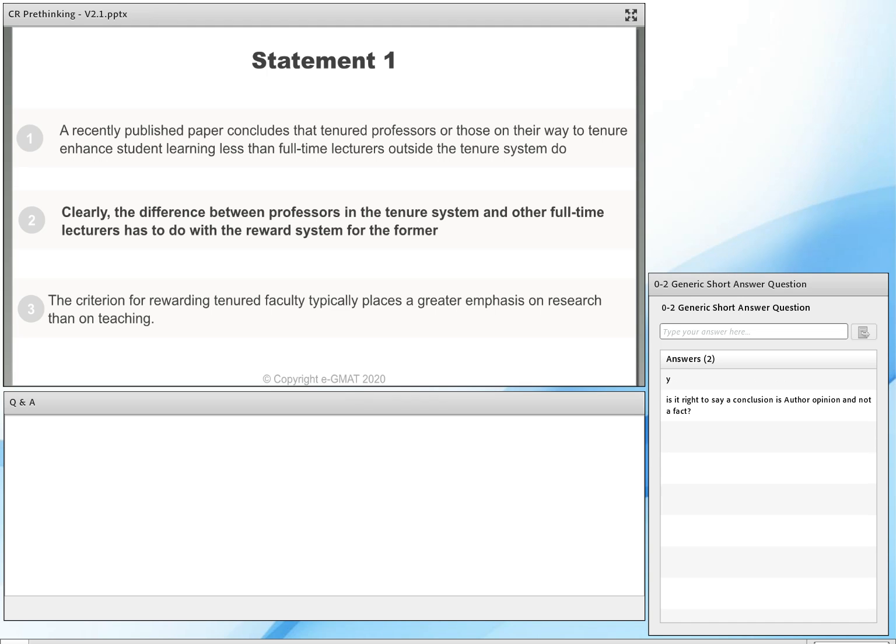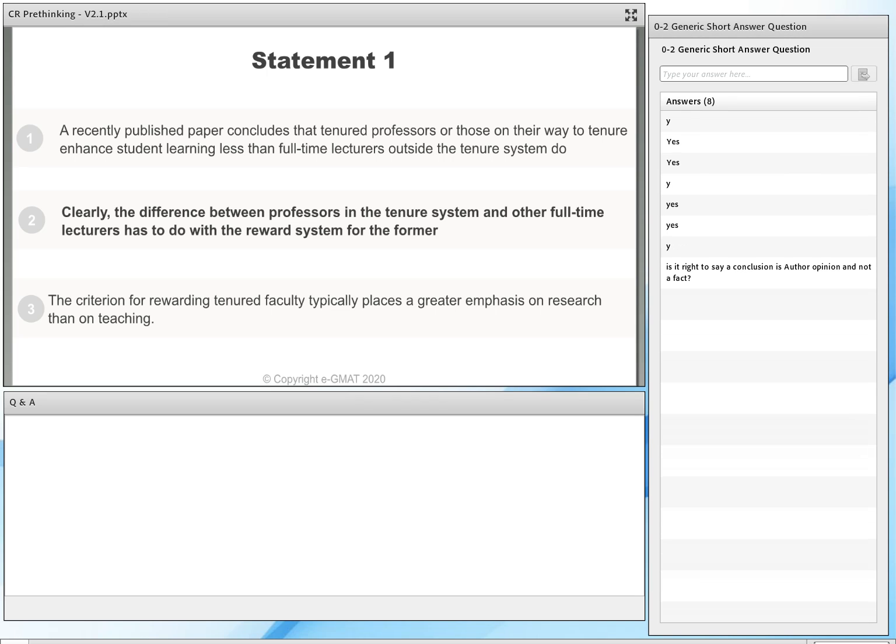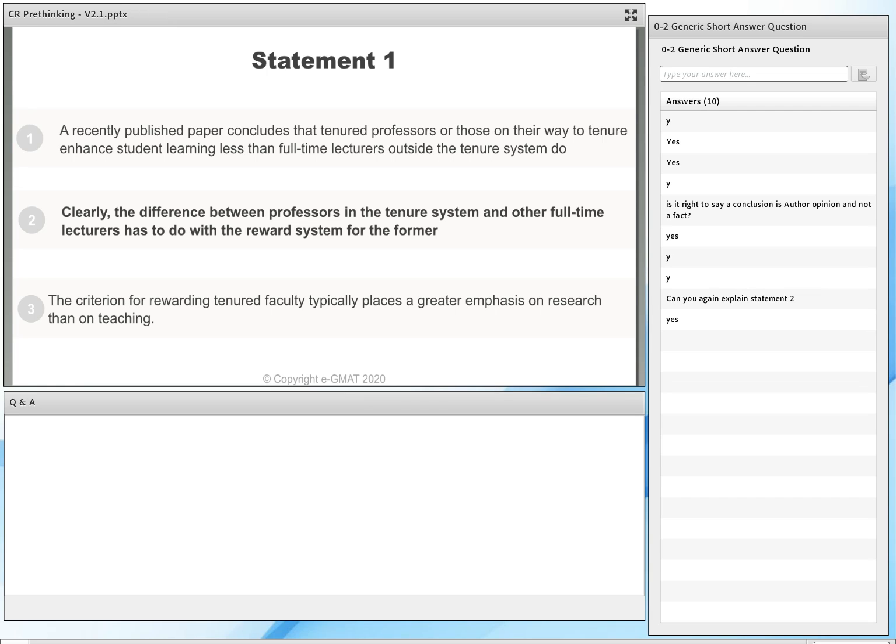Is it right to say that the conclusion is an author's opinion and not a fact? Absolutely. That's a good way to look at it. A conclusion can never be a fact. It is always questionable. You always doubt it. Whenever you make a conclusion, people will always doubt it. They'll try and weaken it. And a person who makes a good argument thinks about those weaknesses in advance.